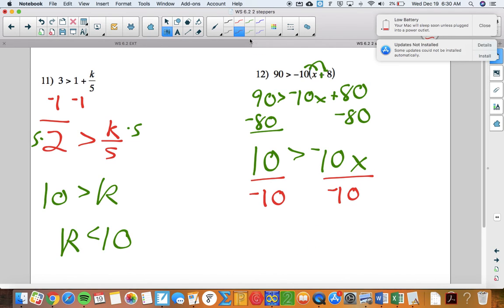Wait, I just divided by a negative. So I'm going to flip the direction of the inequality. So it's now going to go that way. Bring down my x, bring down negative 1. x is greater than negative 1. Or if we want to write it with x on the left, x is greater than negative 1.